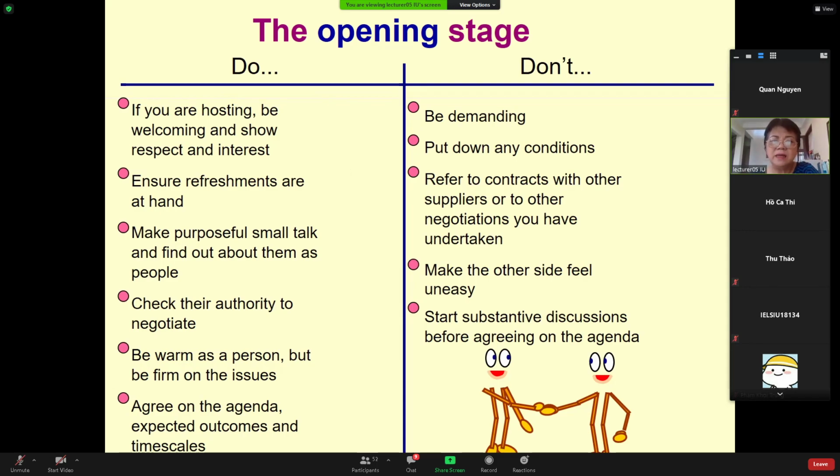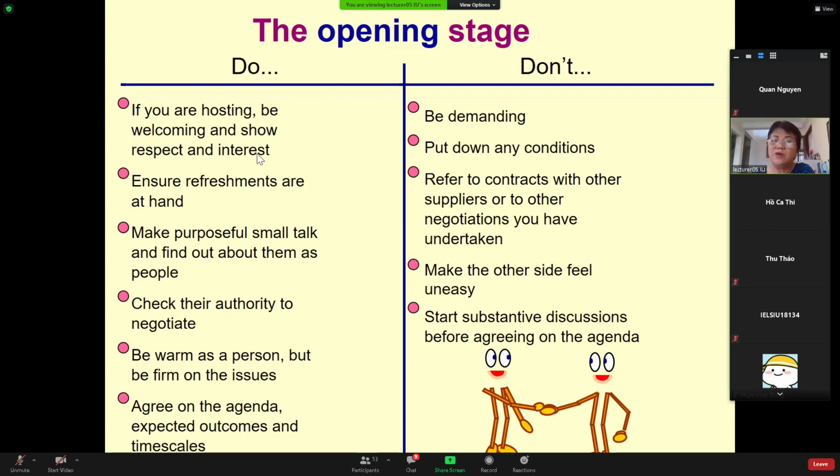Don't try to demand too much, okay? Don't put down any condition. In the opening stage, we don't give the condition first. Don't refer to the contract with other suppliers or other negotiations that you have undertaken, making the other side feel uneasy. Don't start substantive discussion before agreement on the agenda. So this gives you what you don't do during the opening stage.